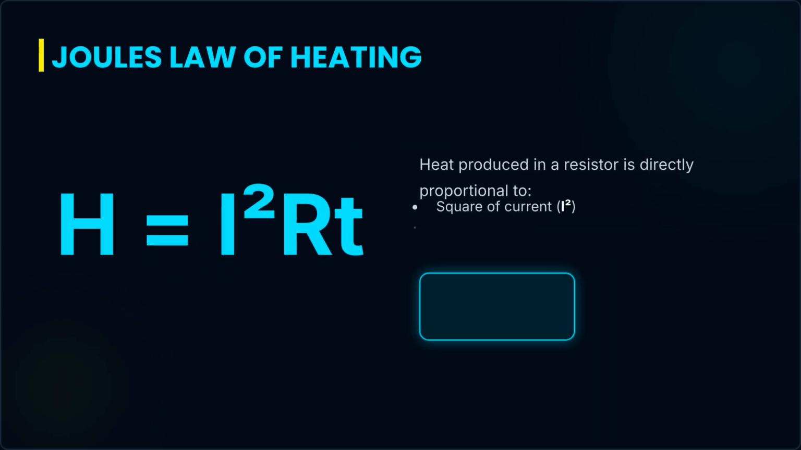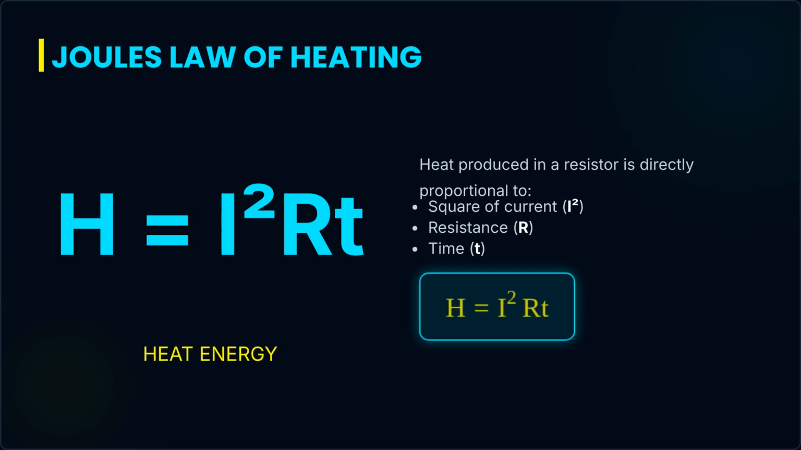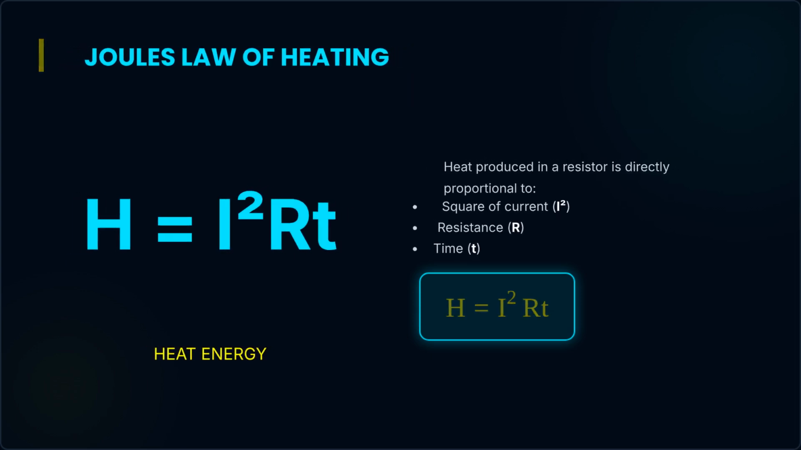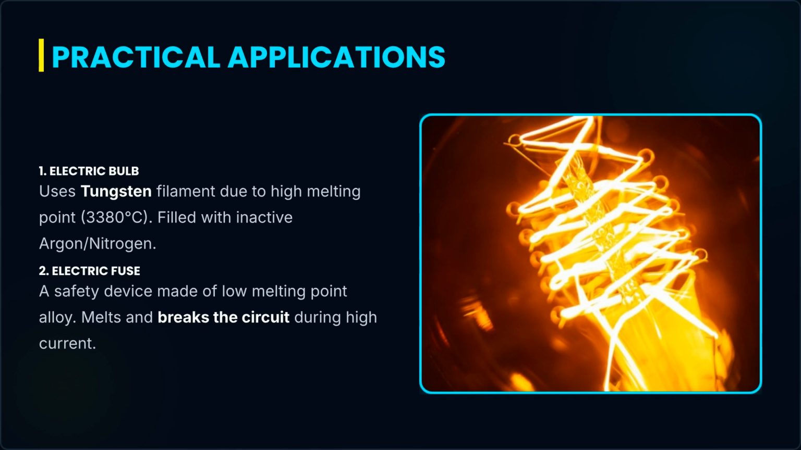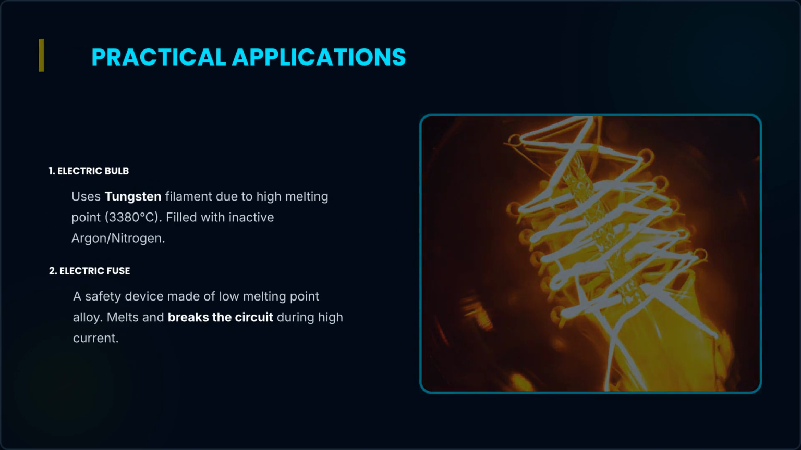Joule's law of heating states that the heat produced H in a resistor is proportional to the square of the current I squared, the resistance R, and the time t. The formula is H equals I squared Rt. Practical applications include the electric bulb, which uses a high melting point tungsten filament, and the electric fuse, a safety device made of a low melting point alloy to break the circuit during high current.